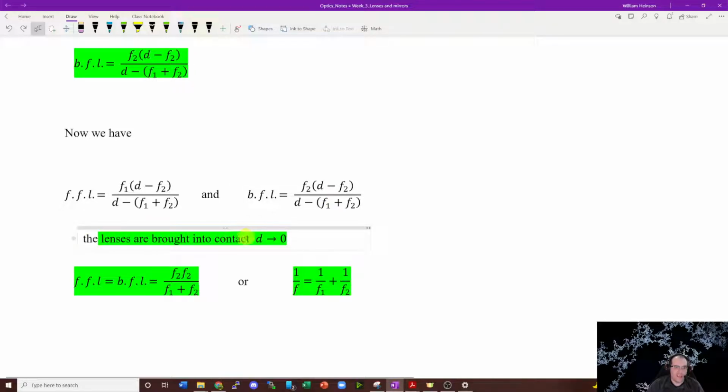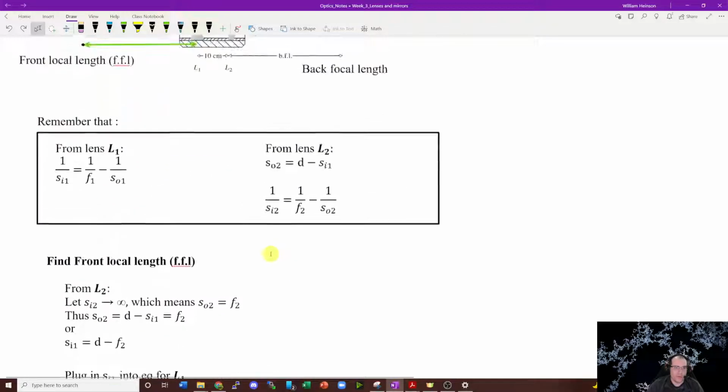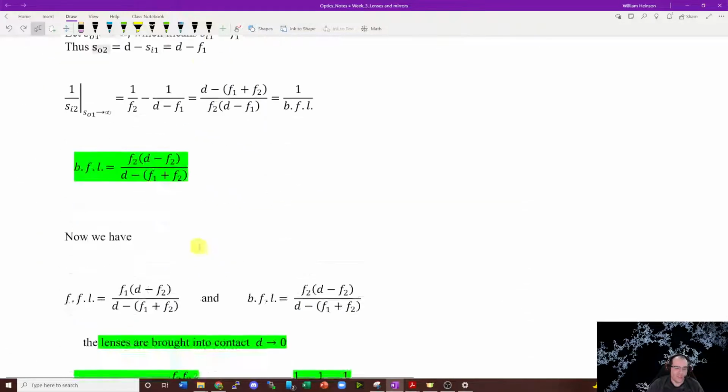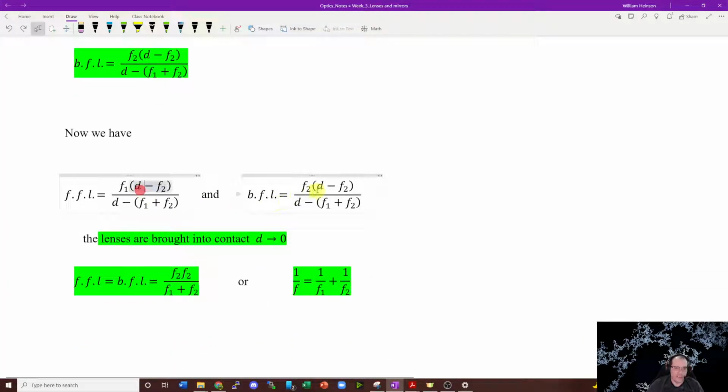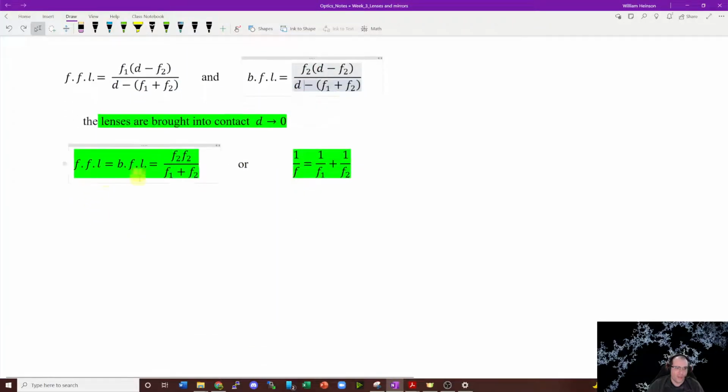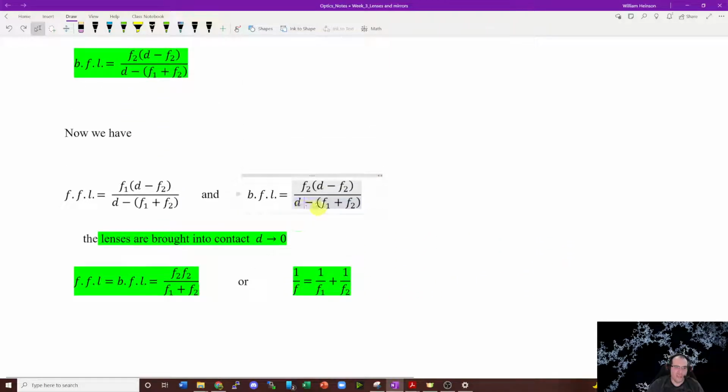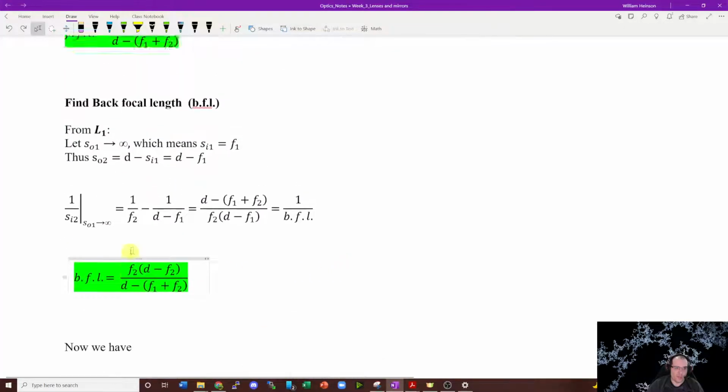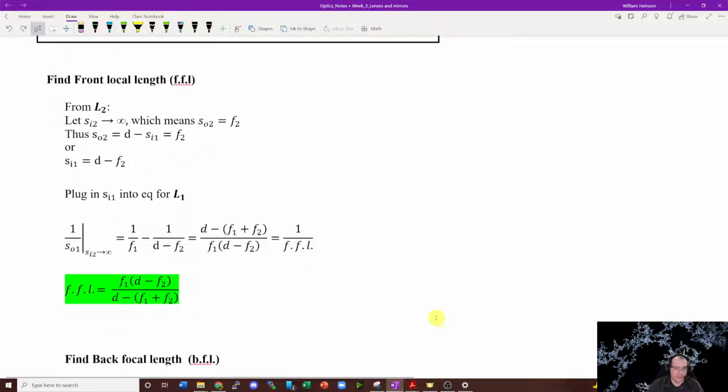If we bring the lenses into contact, d goes to 0. If we bring these really close together, look what happens. This d, and this d, this d. We end up with this here, or the total focal length of the system is just the inverse sum of them. So if we have multiple, like 3 lenses brought really close together, you could add 1 over 3, 1 over 4, and so on and so forth. But that only really matters if d goes to 0. If not, we have to be more careful. So that's why we only did 2 here. It gets a little more complicated.